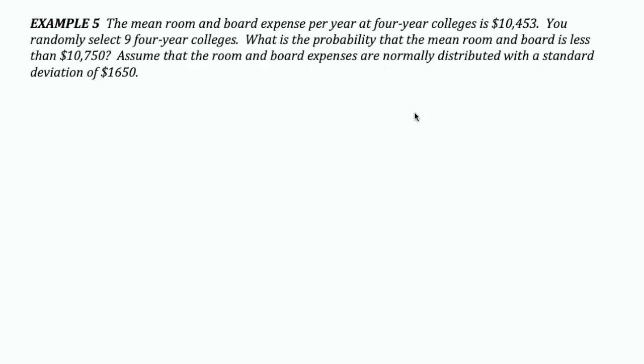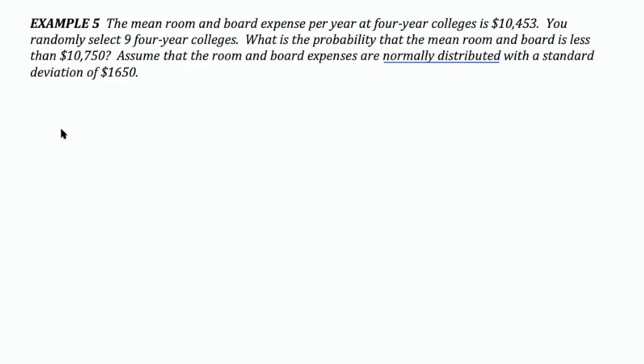So once again, we must make sure that the central limit theorem applies. So we are only selecting groups of 9 four-year colleges, and 9 is less than 30. So we don't fit the first condition of the central limit theorem. However, we are told that we can assume that the population is normally distributed. So because of that, we are allowed to use the central limit theorem.